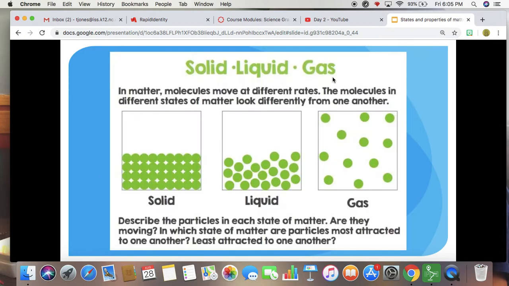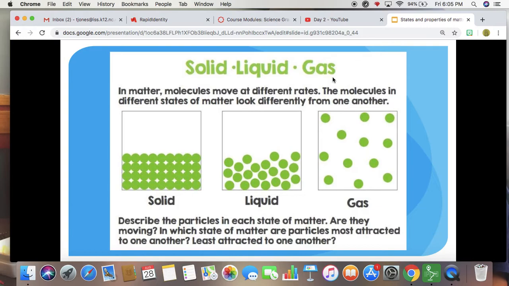Okay, let's keep our presentation going. Here's our comparison of the solid, liquids, and gas. They look just like your split peas that we did in class. In matter, molecules move at different rates. The molecules in different states of matter look different from one another.